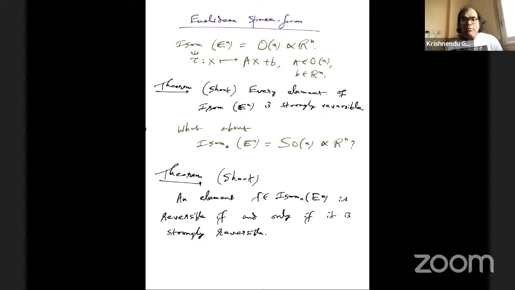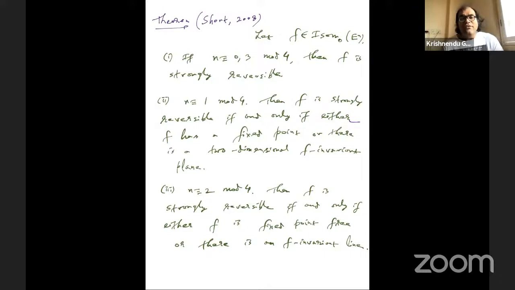Now, what about the identity component, the orientation preserving isometries of Euclidean n-space, which is a semi-direct product of SO(n) with R^n? Short also classified reversible elements in this group. First he proved that an orientation preserving isometry of E^n is reversible if and only if it is strongly reversible. And then he explicitly listed the strongly reversible elements. So if n is equivalent to 0 or 3 mod 4, then every orientation preserving isometry of E^n is strongly reversible inside this group.